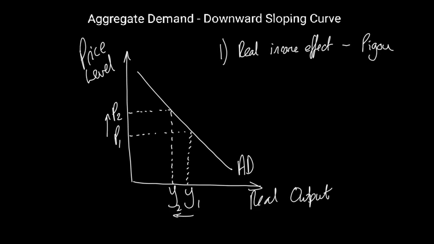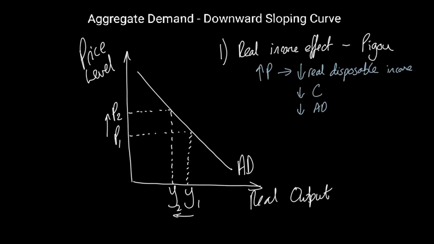So in essence, the increase in price leads to a reduction in real disposable income, which in turn leads to a reduction in C, which leads to a reduction in AD. So we can see how the increase in P over here ends up creating what we call a contraction in aggregate demand over here from Y1 to Y2.